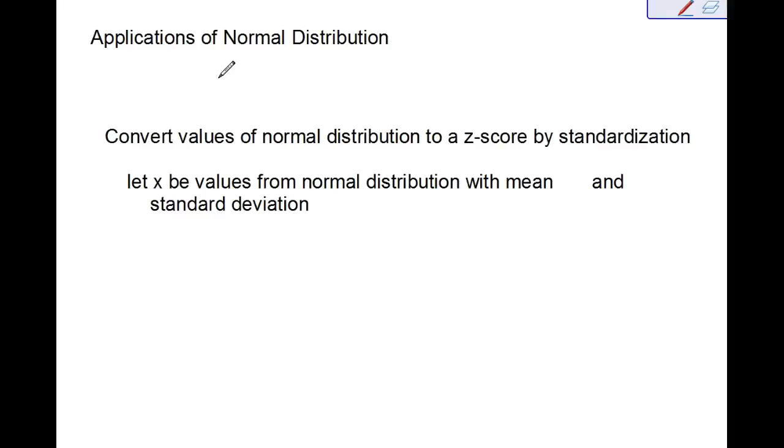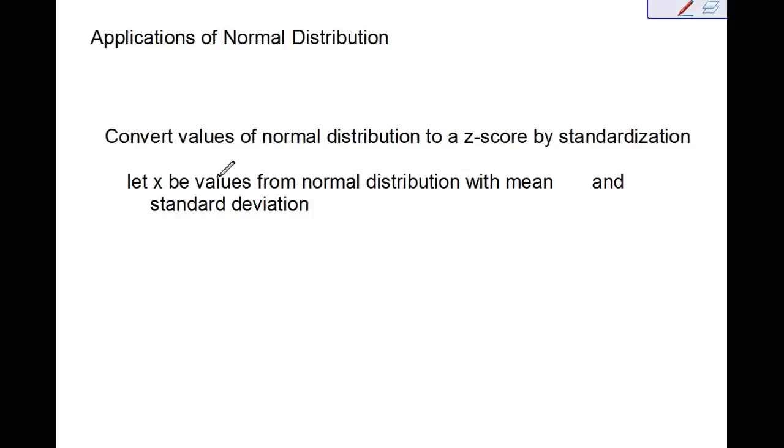In this video, we're going to be talking about applications of the normal distribution. We've already talked about the normal distribution itself, and so now we're going to be talking about how we actually use the normal distribution. Remember that normal distributions can come with any mean or positive standard deviation, but we want to convert those values into z-scores by what we call standardization.